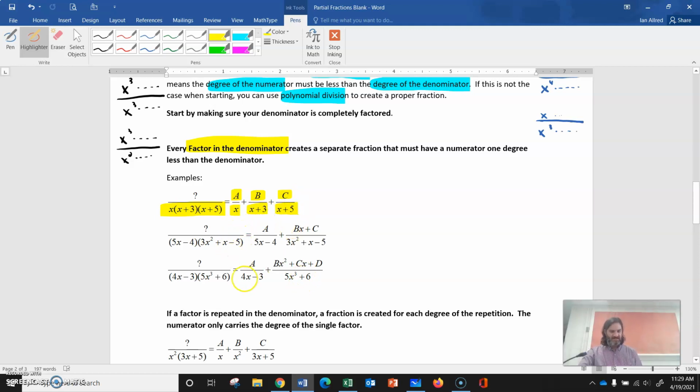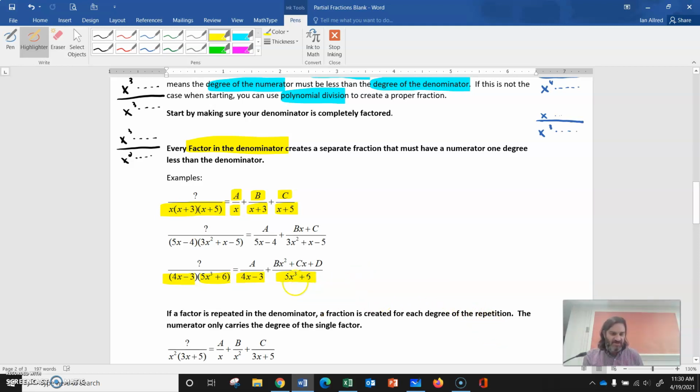Now, let's skip to the third example I have here. This is a fraction, and the denominator is factored into 4x minus 3 and 5x cubed plus 6. Looking at that, we have 2 distinct factors that won't break down anymore, so we're going to make 2 completely separate fractions. One's going to have a denominator of 4x minus 3 for that factor. The other one's going to have a denominator of 5x cubed plus 6 for that factor.